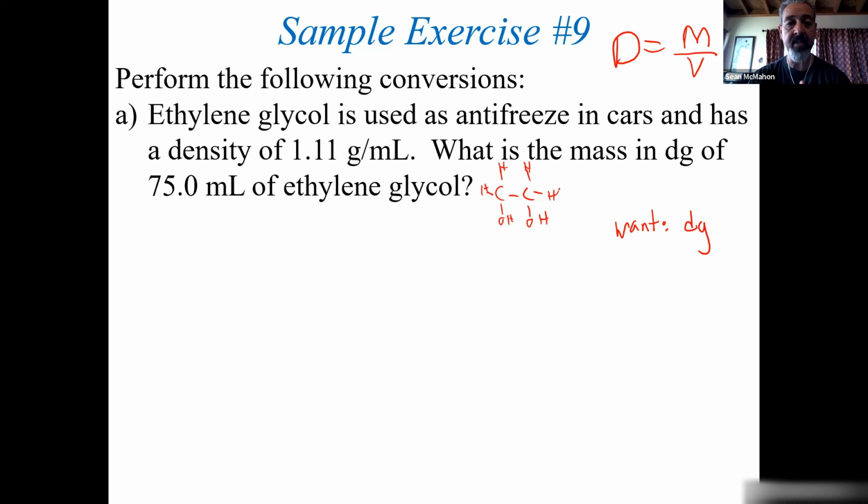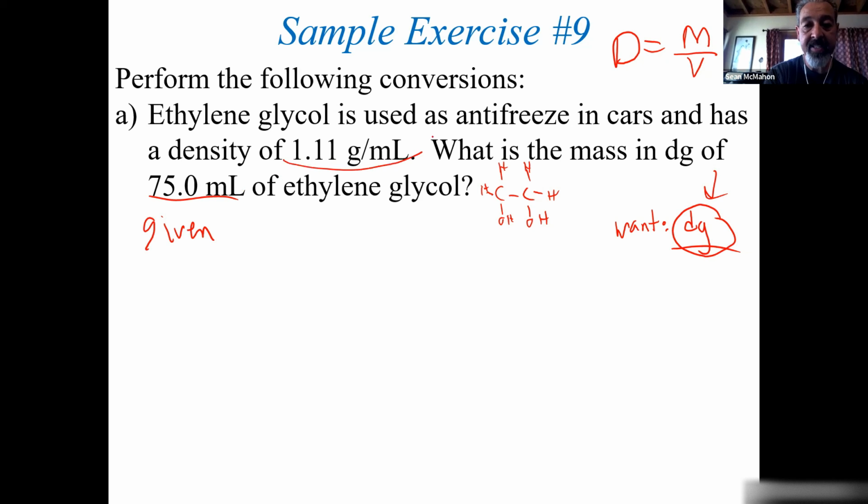But going back to this, a lot of people would say, all right, if I want decigrams, what do I start with? I have 2 numbers. I have 75 mils and I have the 1.11 grams per mil. Well, this is not a ratio. If I don't end with the ratio, I shouldn't start with the ratio. This is actually a ratio. Density is a ratio, converts mass to volume.